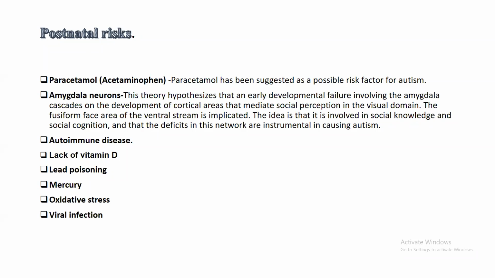This theory hypothesizes that an early developmental failure involving the amygdala cascades on development of the cortical areas that mediate social perception in the visual domain. The fusiform face area of the ventral stream is implicated. The idea is that it is involved in social knowledge and social cognition, and that deficits in this network are instrumental in causing autism. Other factors for postnatal risk are autoimmune diseases, lack of vitamin D, lead poisoning, mercury, oxidative stress, and viral infection.